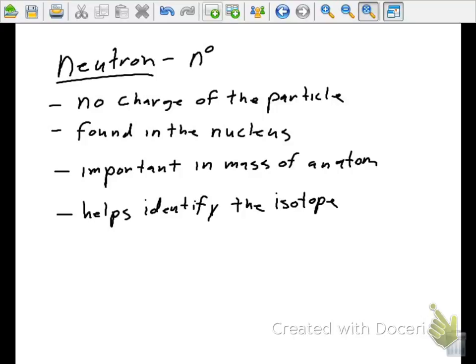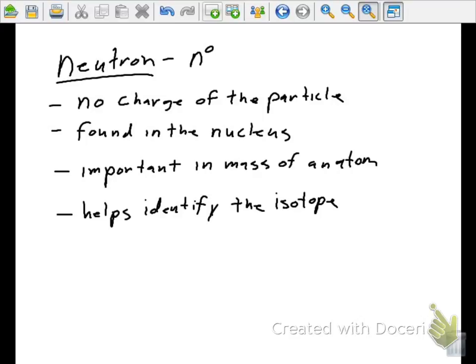So when we get into isotopes in a second, an isotope is an atom of the same element with a different weight. It's not the protons that give it its different weight. It's the number of neutrons in the nucleus that gives it its different weight. For example, hydrogen. There are 3 hydrogen atoms that you can find.